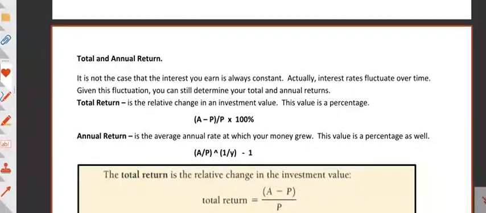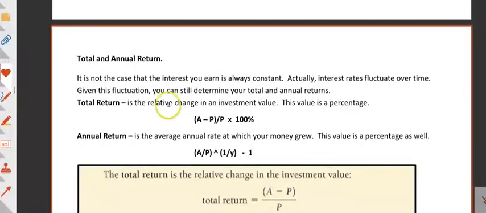Here is the deal. It's usually not the case that the interest that you earn is always constant. It actually fluctuates over time. But when you have this fluctuation, you might be interested in knowing, well, over the long run, what was my total return? Or if I kind of average that out, what was my annual return? Got two formulas to work with.